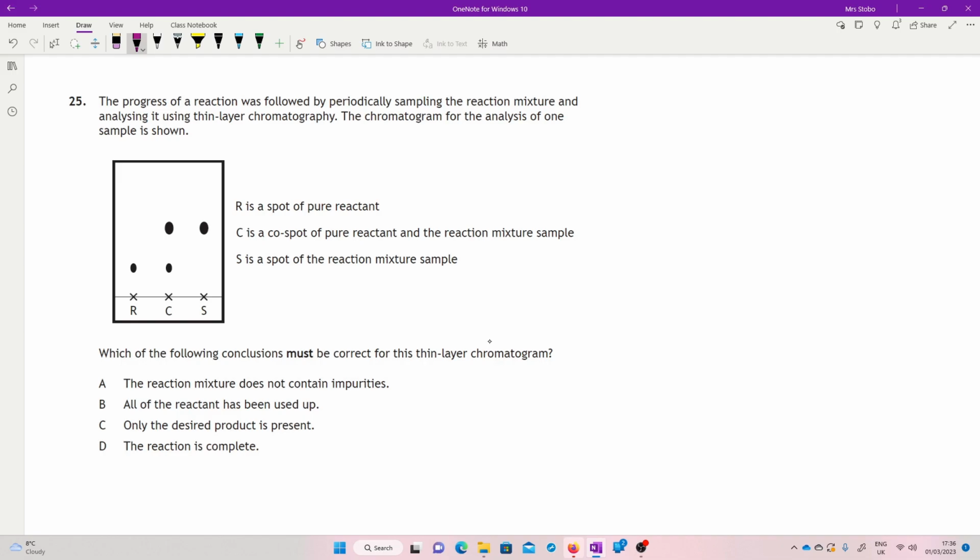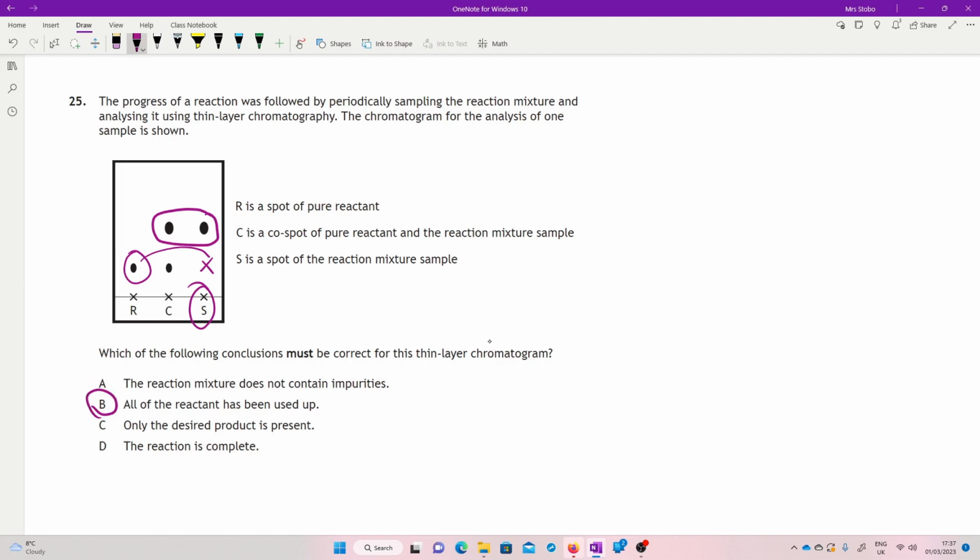So we've got here something that must be true. Here is our reaction mixture sample, and you look at it and you're like, okay, in the reaction mixture sample I have the same spot as I had with my co-spot of pure reactant and the reaction mixture. I have none of the reactant left. That's basically all I can say. I have used up all of my reactants.